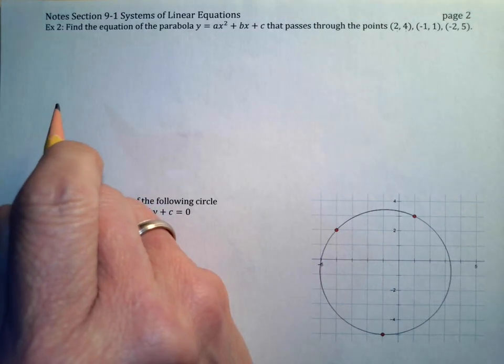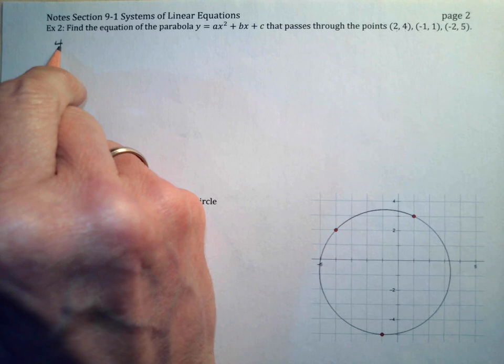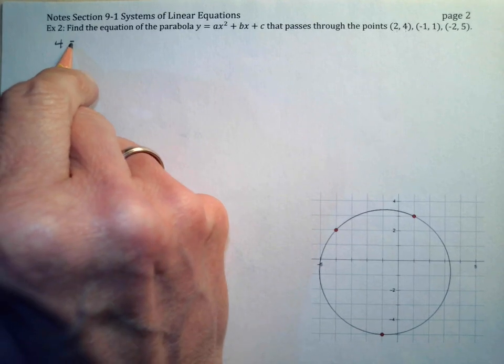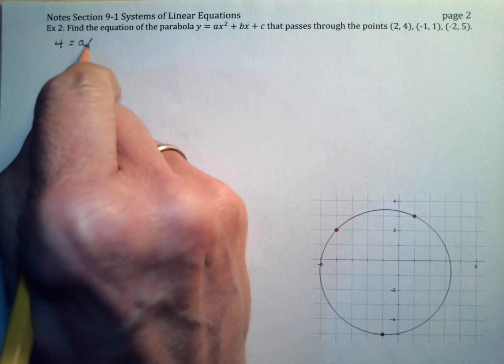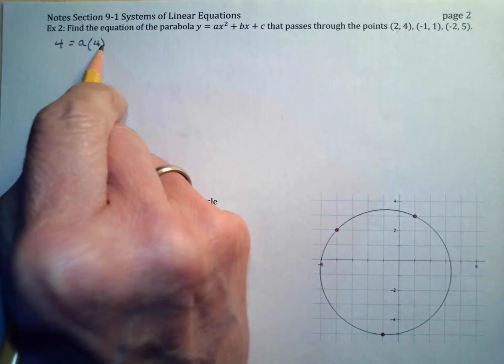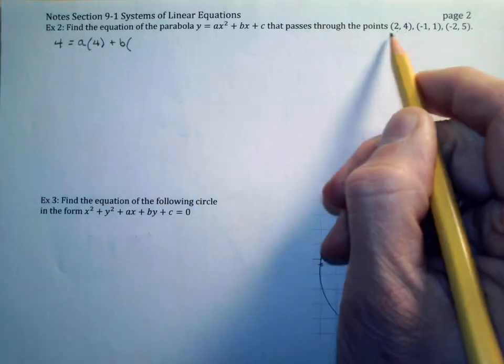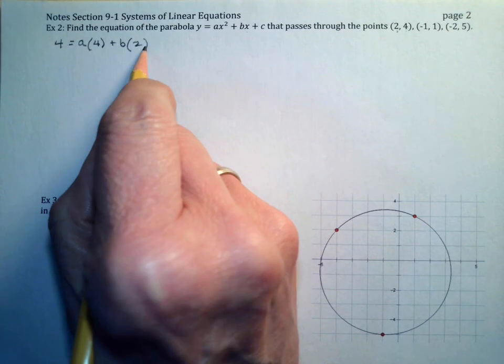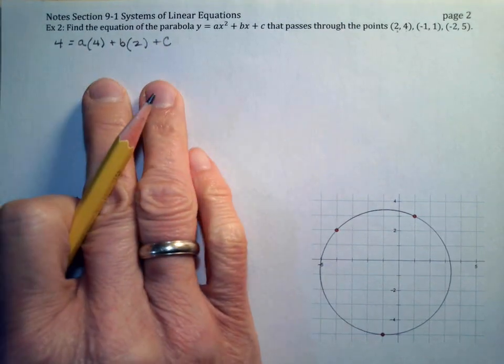So let's do that. Let's plug in the first one. So that's going to be 4 is equal to a times x squared, which will be 4, plus b times x, and x is 2, plus c. So we have an equation.